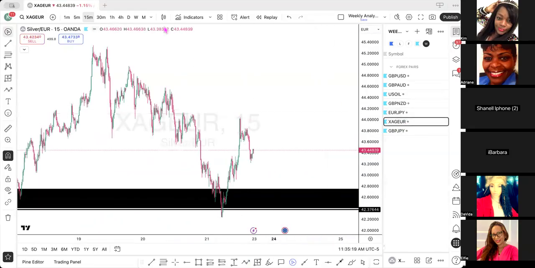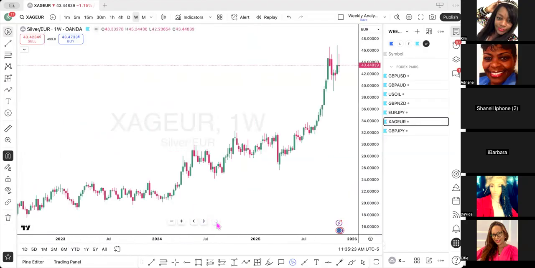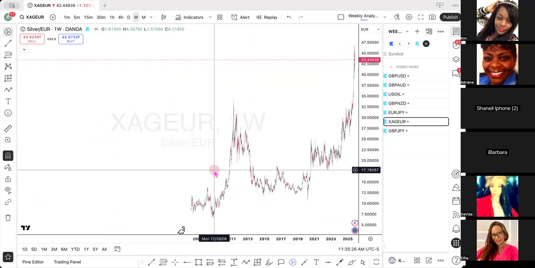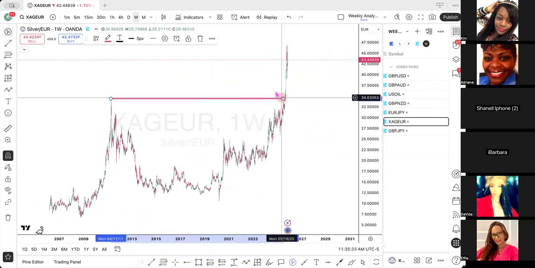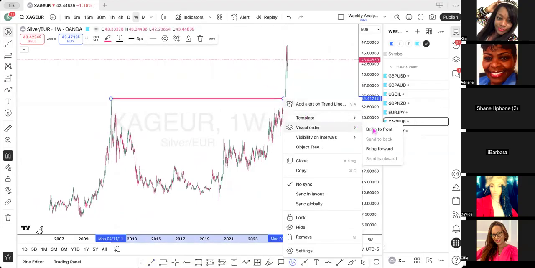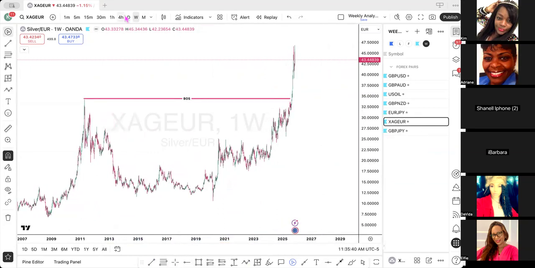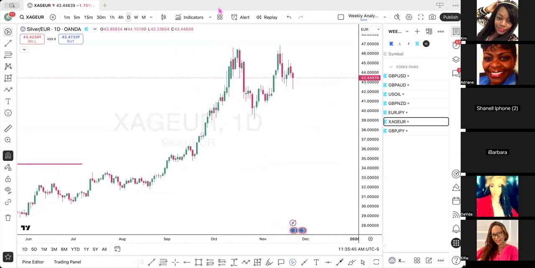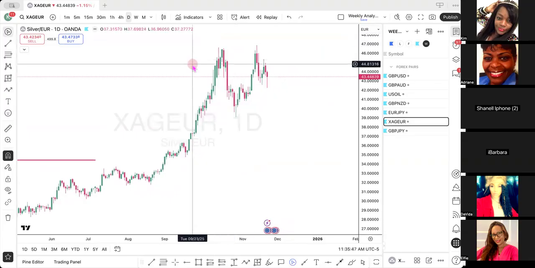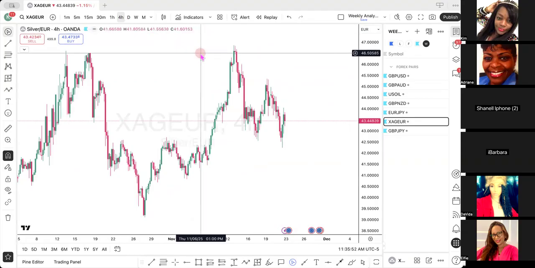All right, silver, silver. Let's go to the weekly. Silver is bullish like gold. We have this break of structure here. Now let's go down to our daily. There's no real structure that is forming. Okay, 4 hour.